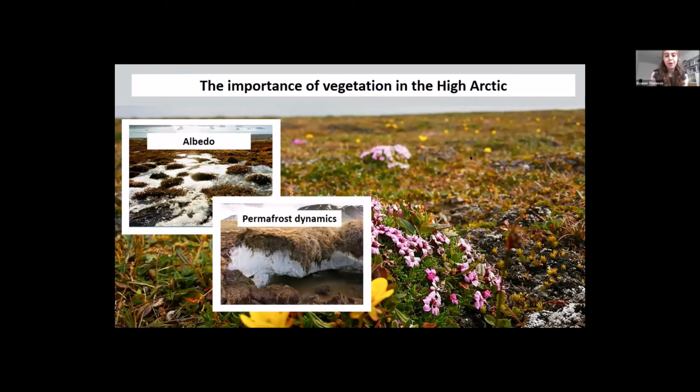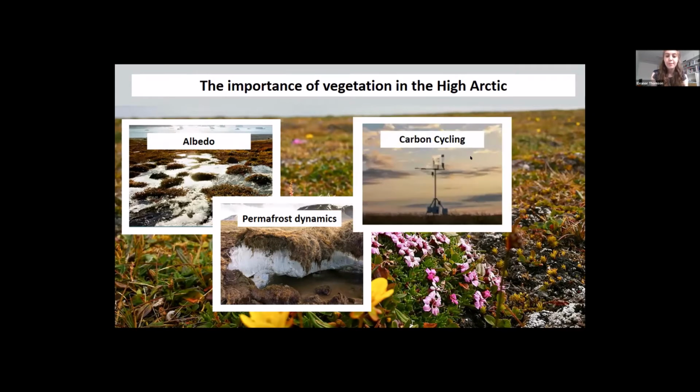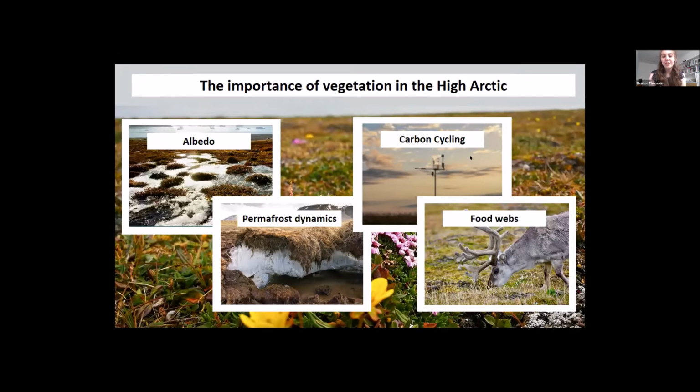Permafrost dynamics, so vegetation can influence the permafrost beneath it in various ways. Carbon cycling, so increased productivity in the Arctic can draw down more carbon and lock it into plants. But of course, changing vegetation dynamics can also change the permafrost, releasing carbon and methane into the Earth's atmosphere. And lastly, at a more local level, changing vegetation dynamics in the Arctic has a knock-on effect on food webs and on the species that depend on certain vegetation species in their diets. So this is why we're interested in studying vegetation.